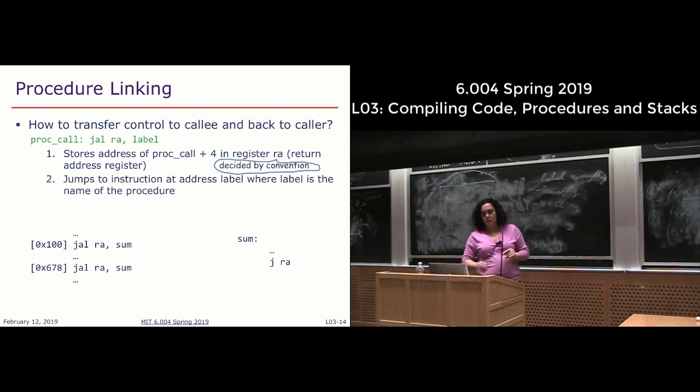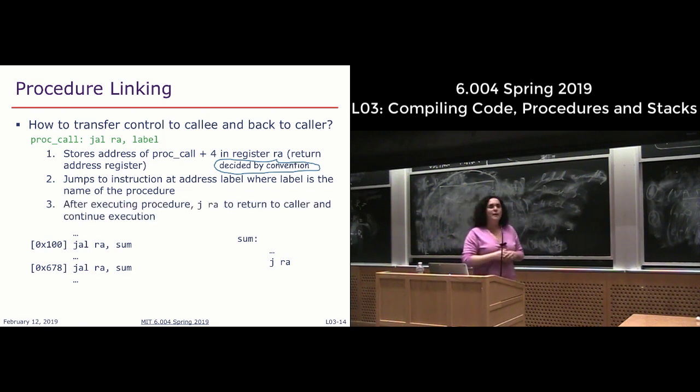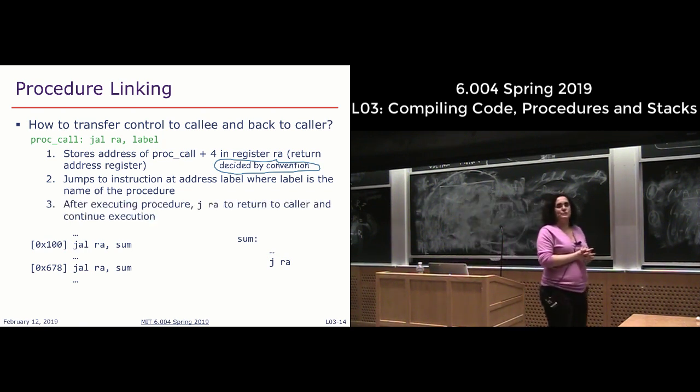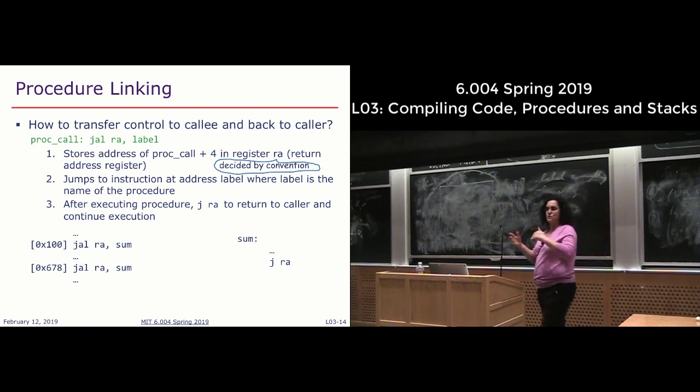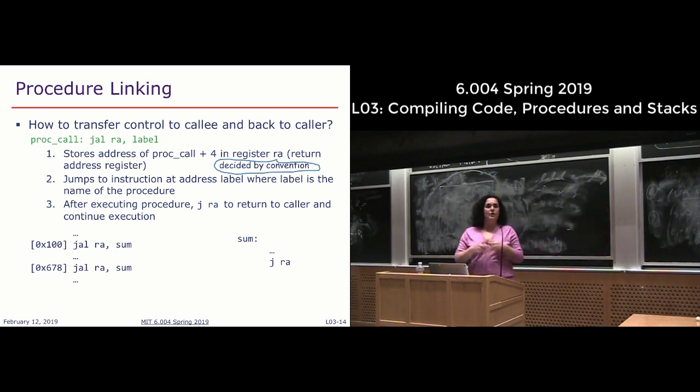And so now I'm going to go ahead and jump to the procedure. I'm going to execute that code, and then at the end, now I know where I need to jump back to. So I just jump back to RA, and that's going to take me back to the code that called the procedure in the first place. So let's take a look at the example that we were seeing before and see how this works for us this time.